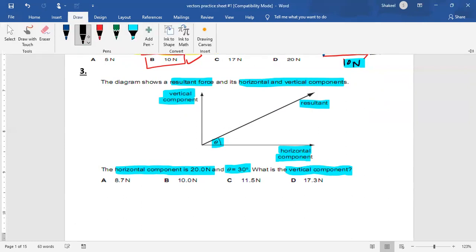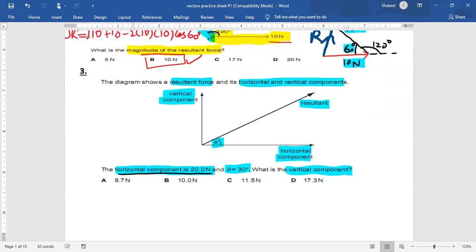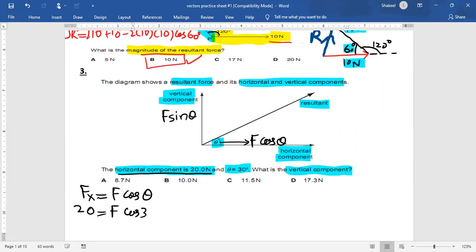So what you will do is, you will say that, look, the horizontal component is given. So you know the horizontal component value is f cos theta, because adjacent to angle is f cos theta, and the vertical component is f sine theta. So you have already the value of horizontal component. So we say horizontal component fx is f cos theta. So horizontal component is 20, f you don't know, and angle is 30. So doing this, 20 over cos 30, this will give you the answer of f.